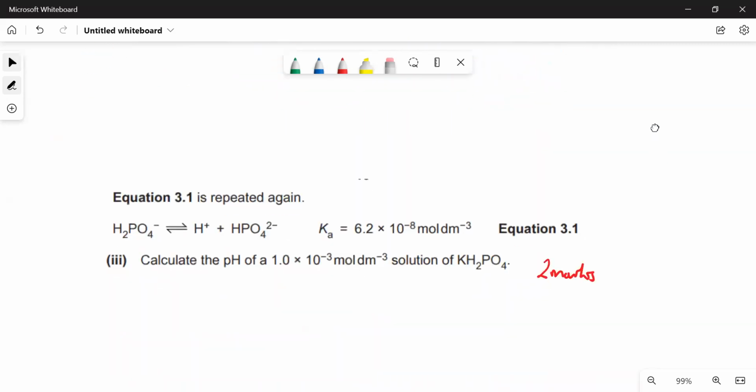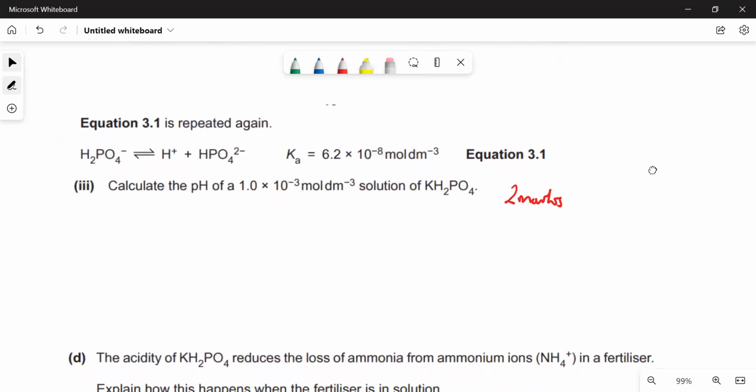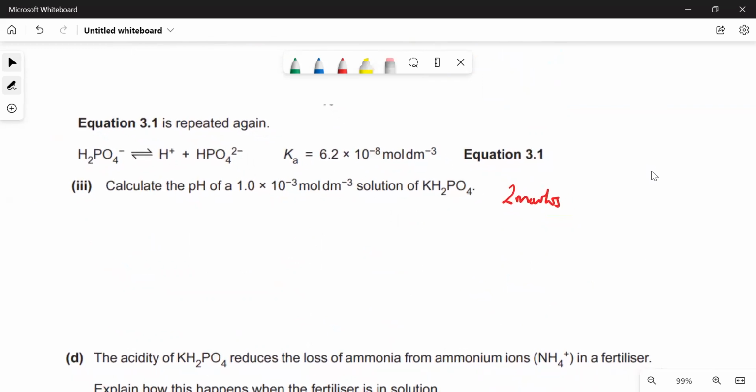Now what we're going to do is calculate the pH of a 1 times 10 to the minus 3 mole solution of KH2PO4. Now, this is behaving as an acid, so let's call that HA. This is its conjugate base, so let's call that A minus. Saves us writing out the formula. Now we know the expression.